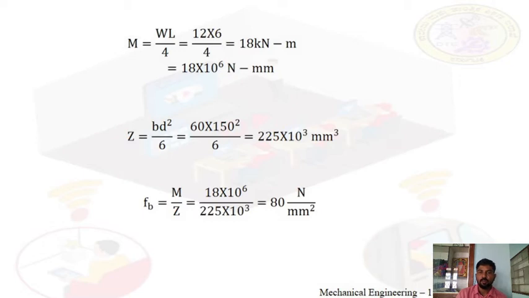So M already calculated and Z also calculated. Substitute all the values to the formula. Finally the bending stress FB is equal to 80 Newton per mm square. The answer is 80 Newton per mm square.